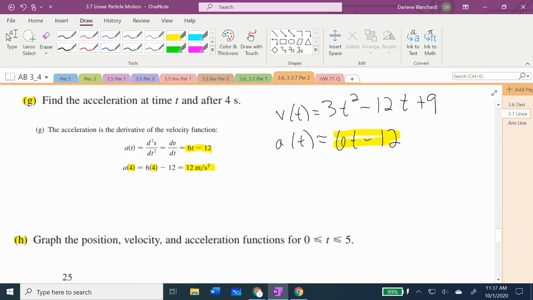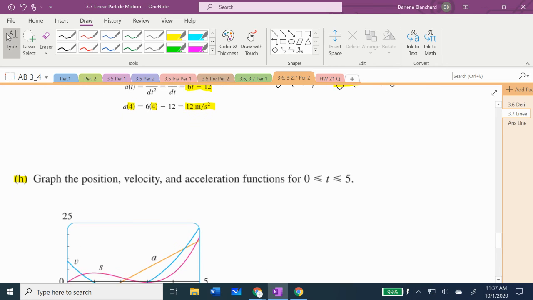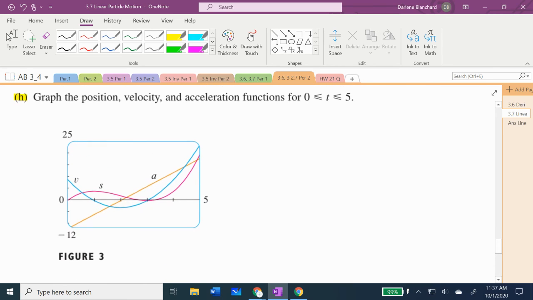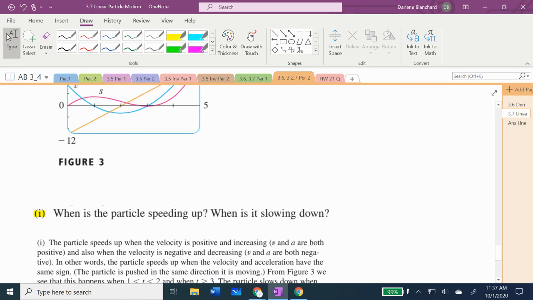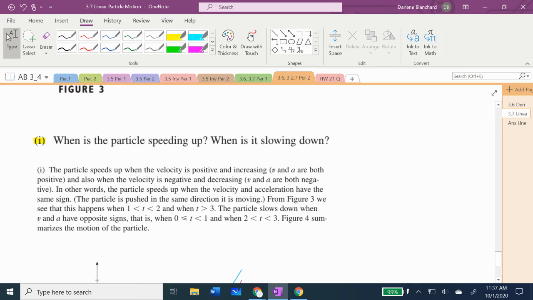Part H, just let a calculator do it. I am fine if you use a calculator on graphing the position, velocity, and acceleration functions. You should know how to graph all of them. But yeah, moving on. Speeding up versus slowing down.